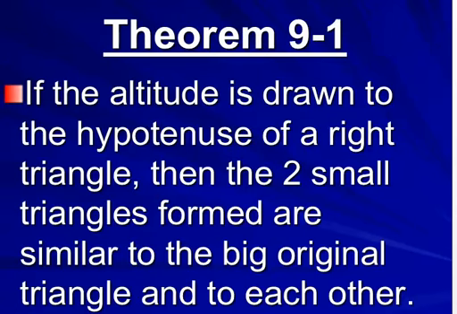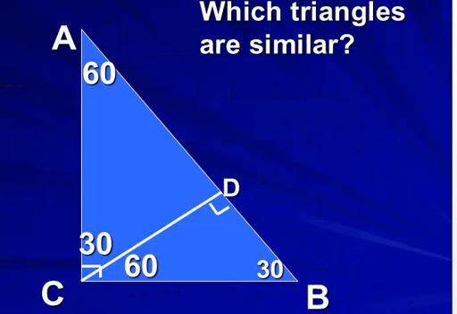If the altitude is drawn to the hypotenuse of a right triangle, then the two small triangles formed are similar to the big original triangle and to each other. So we will have three similar triangles, the large original triangle and the two that are formed when the altitude is drawn in. Here's a picture of that.